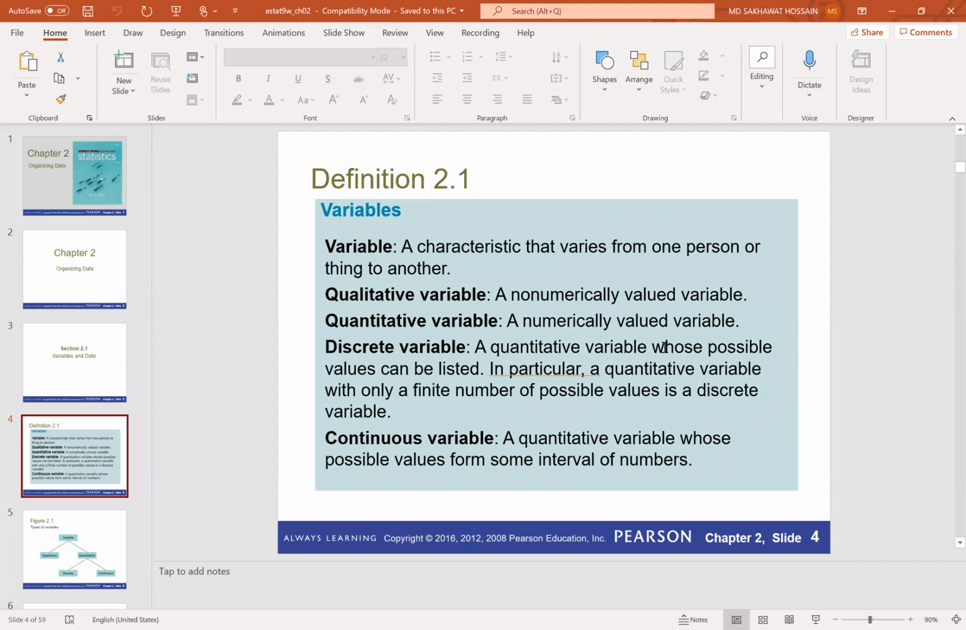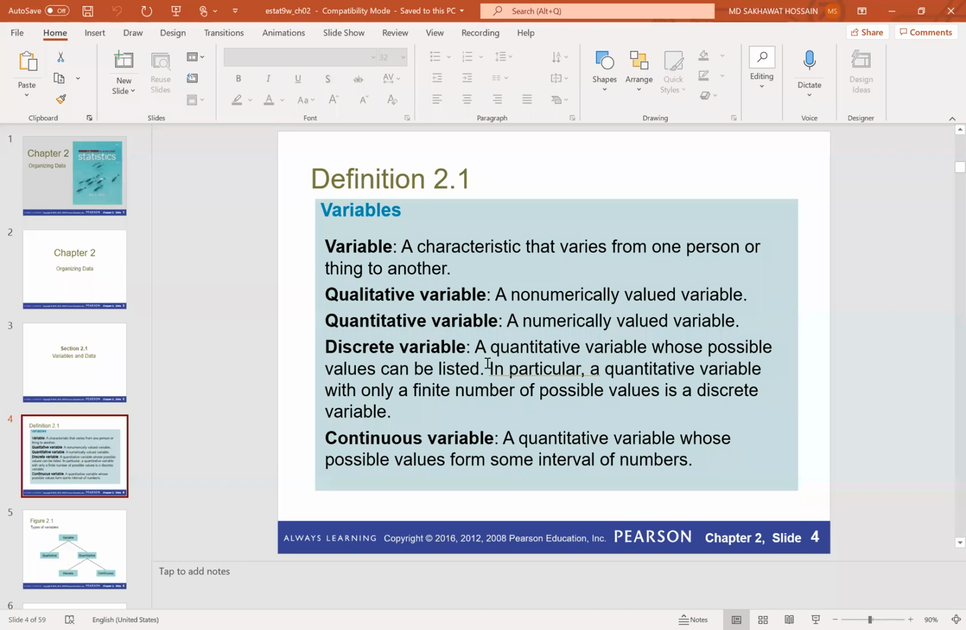And a quantitative variable is a numerically valued variable. A person's height, a person's weight, or age is a numerical variable, right? So this is a quantitative variable. And a quantitative variable also has 2 types: one is discrete, the other is continuous.